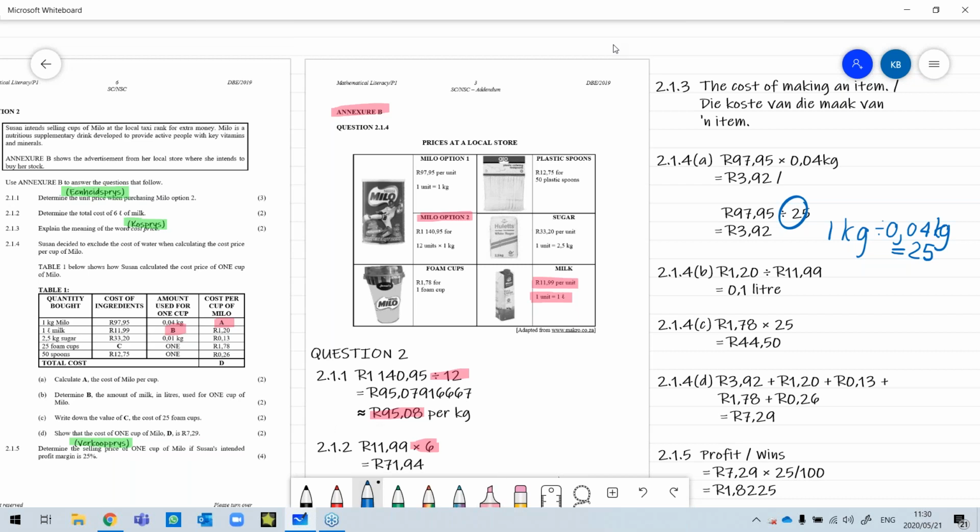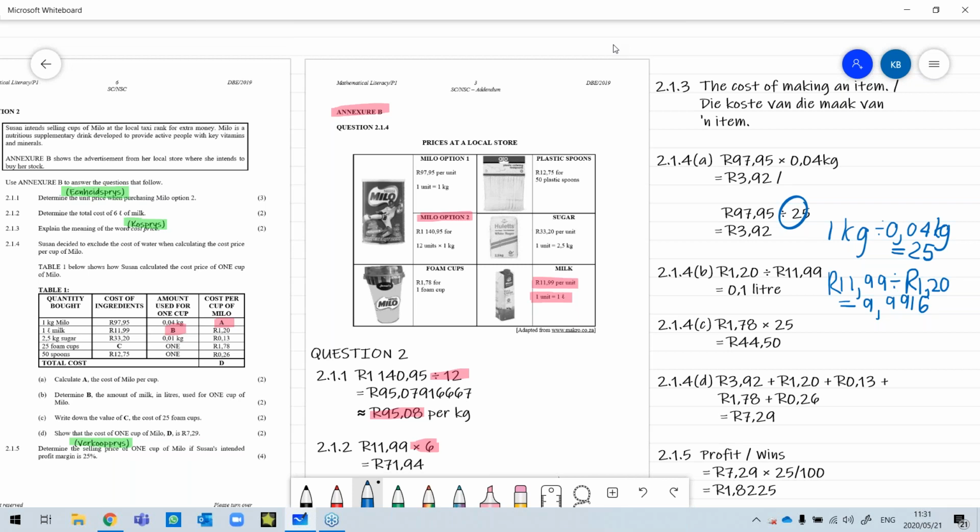So just to give you an idea, alternatively, you could have said 11 Rand and 99 cents, let's do it here on the side, 11 Rand 99 cents divided by 1 Rand 20. So that gives you the number of cups that she is able to make from 1 liter of milk, which is an answer of 9.9916 repetitive. Okay, so she can make 9.9916 cups from 1 liter of milk.